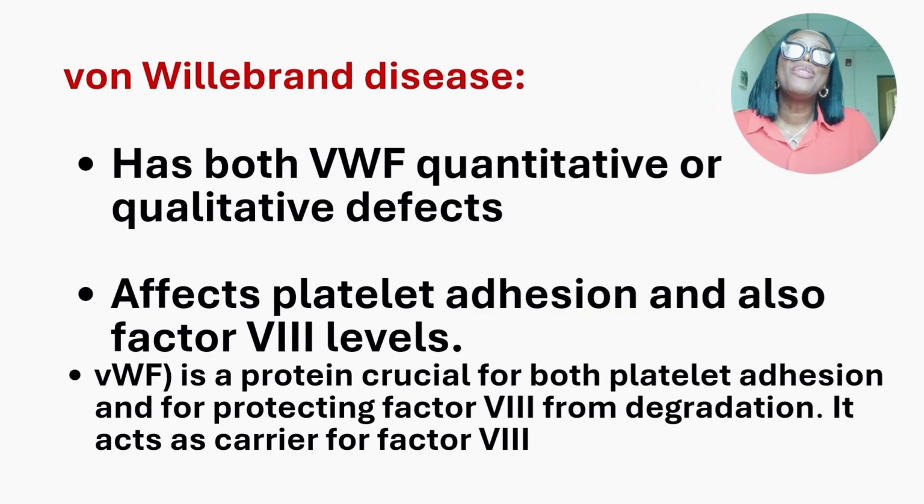Okay, let us have a closer look at von Willebrand disease. Von Willebrand disease can be quantitative, can also be qualitative. But von Willebrand disease, like we said earlier, affects mostly platelet adhesion. And it does not only affect platelet adhesion, it also affects secondary hemostasis because von Willebrand factor, number one, helps platelets to adhere to the site of injury. Then number two, von Willebrand factor serves as a carrier for factor 8, and also prevents factor 8 from degradation.